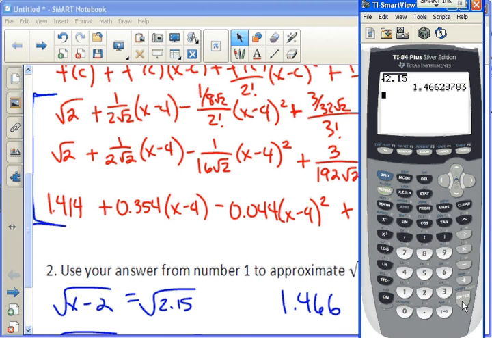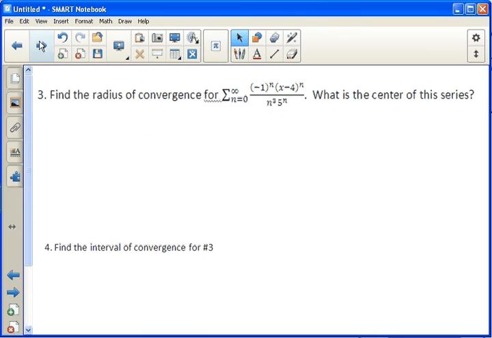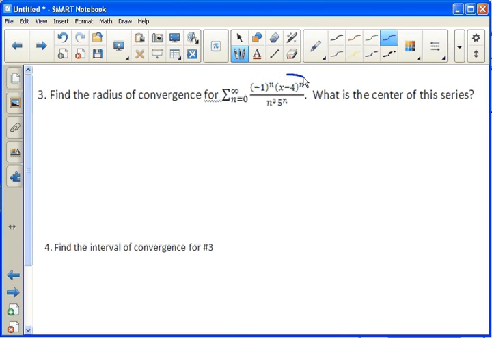Number 3, find the radius of convergence for this series. What is the center of the series? Okay, well, first of all, to find the center, you need to figure out what value of x you would plug in to make the whole thing 0. So the center of this series is at 4. Another way to look at it is what's being subtracted from x. That will be your center. If nothing's being subtracted from x, then it'll just be 0.